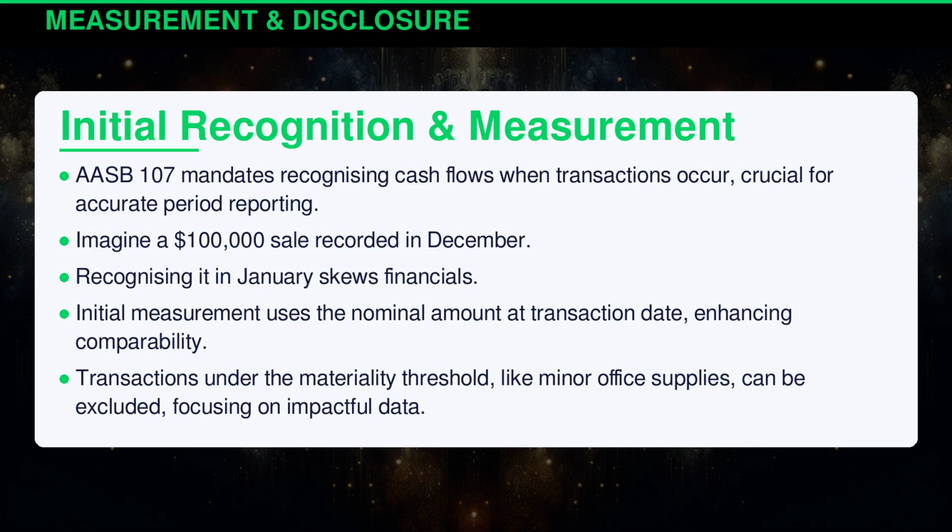AASB 107 mandates recognizing cash flows when transactions occur, crucial for accurate period reporting. Imagine a $100,000 sale recorded in December. Recognizing it in January skews financials. Initial measurement uses the nominal amount at transaction date, enhancing comparability. Transactions under the materiality threshold, like minor office supplies, can be excluded, focusing on impactful data.